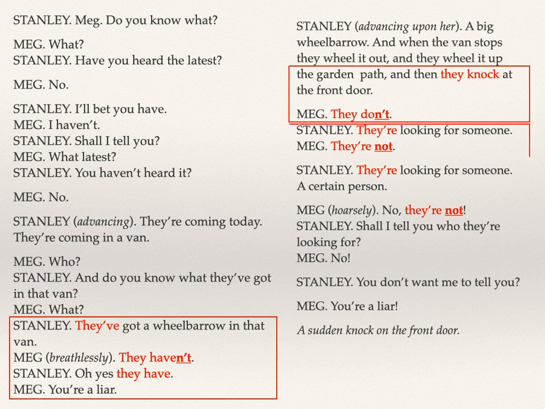So in these two passages as well, same pattern, and in the last one.